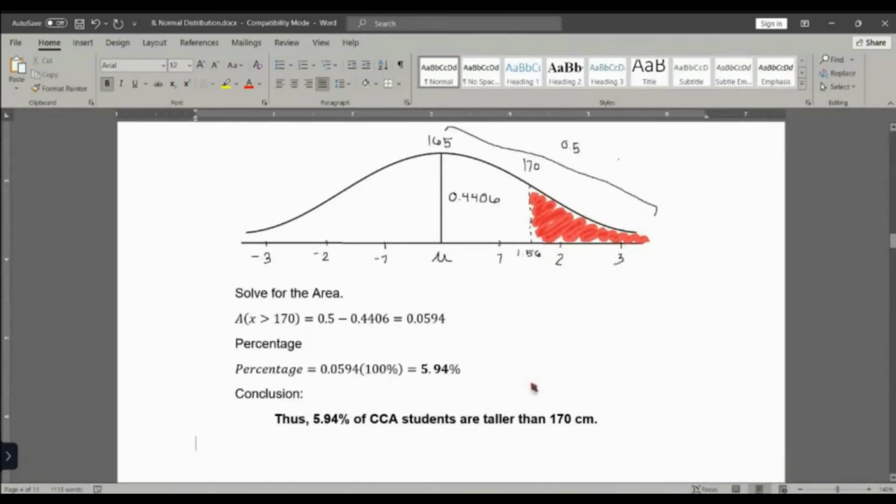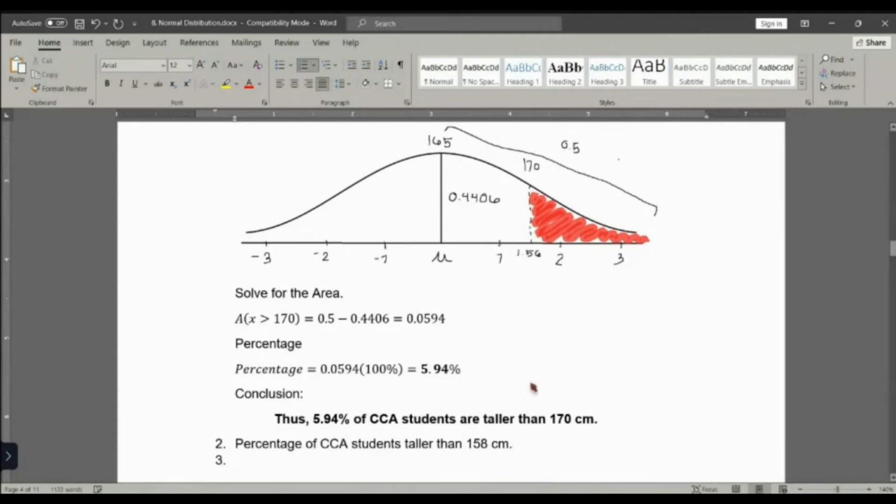Example number 2. Percentage pa rin. Percentage of CCA students taller than Milka. Okay. Taller than Milka. Okay. So what proportion of CCA students are actually taller than 158 centimeters or taller than Milka?